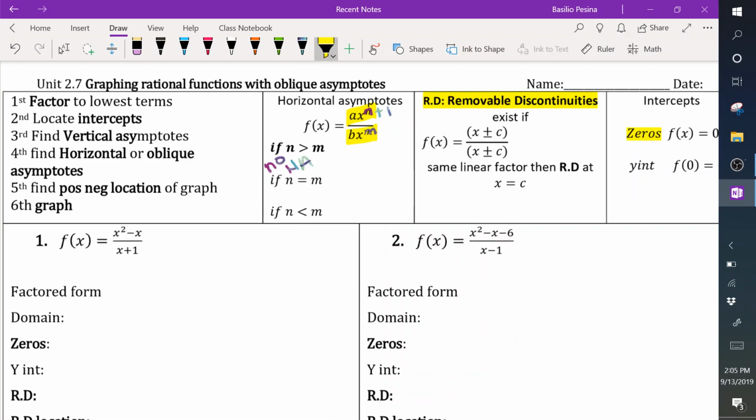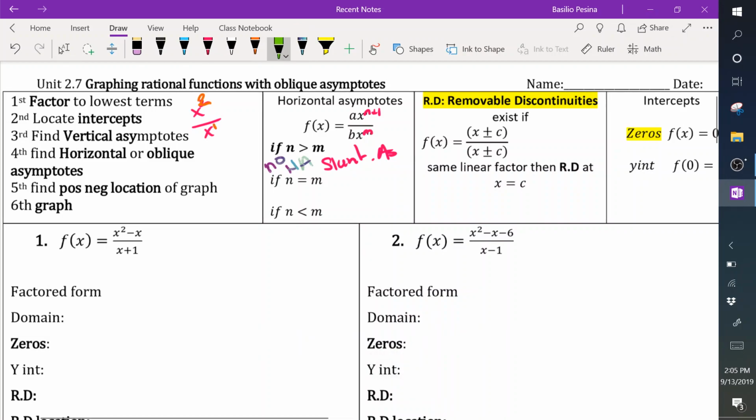So if the degree is greater by 1, that means you actually have a slanted asymptote. So we have something right here. This is n. If n is greater than the degree of the denominator by 1, that means we have a slanted asymptote. That can be seen as x squared over x. That has a slanted asymptote because this 2 is bigger than this degree of 1.